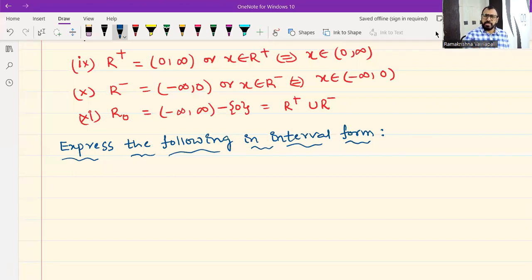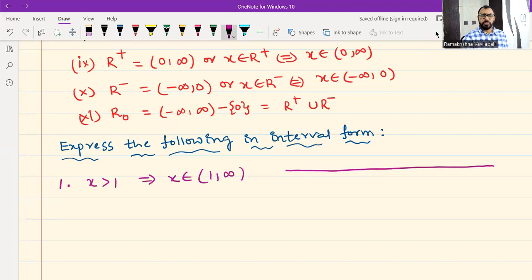So I'll give you a few examples. Easily you can understand. One, express the following in interval form. If I give x greater than 1, then x greater than 1 means it starts from 1 and there is no end. It goes up to infinity. So the meaning of this statement is x belongs to 1 to infinity. I need not draw a real line every time. Here it is 0, here it is 1. We want to take more than 1, so you just keep going like this up to infinity.